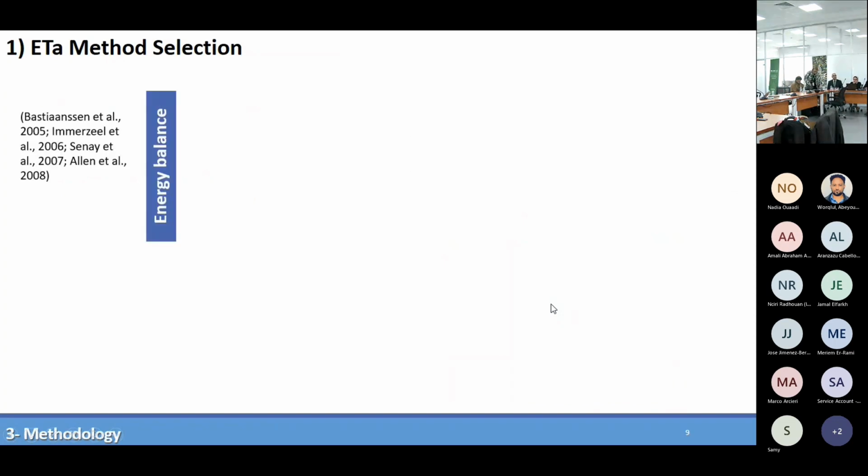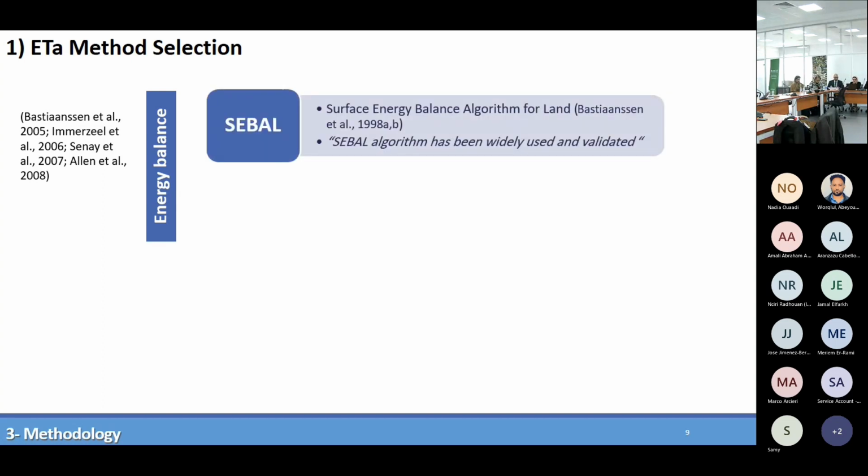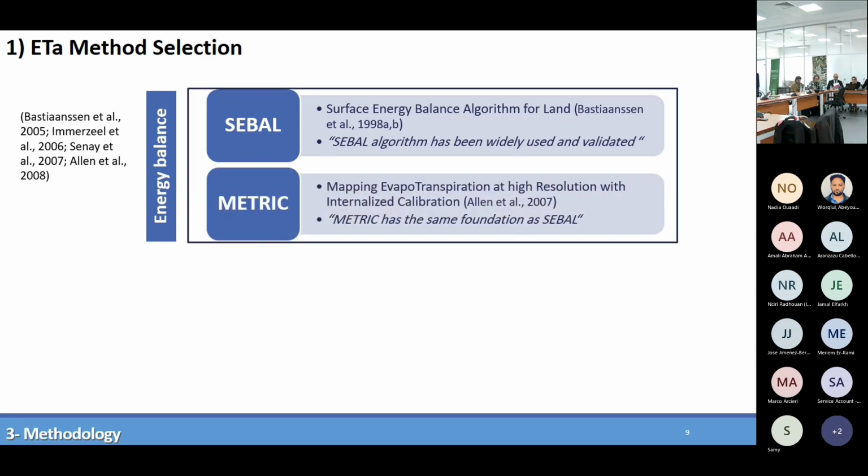First, for the selection of the actual evapotranspiration method, it is well known that the energy balance method is a superior method to estimate actual evapotranspiration, and there are many algorithms and models we can use with the same concept. One we can note is SEBAL, which is widely used and validated all over the world, and that's why we selected it in this study. METRIC also has the same foundation as SEBAL, but it is a different algorithm. That's why we selected both for energy balance.